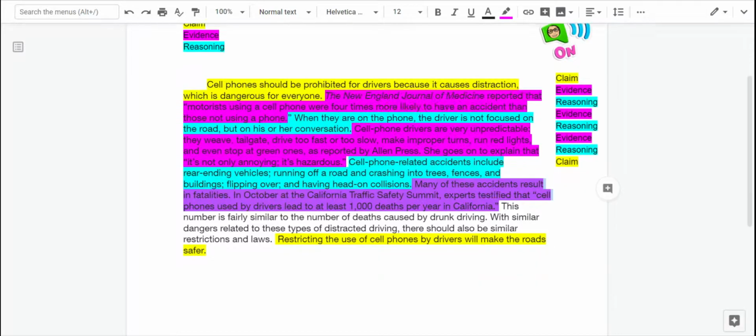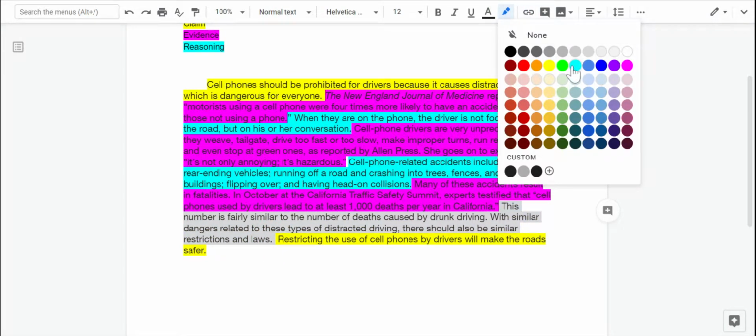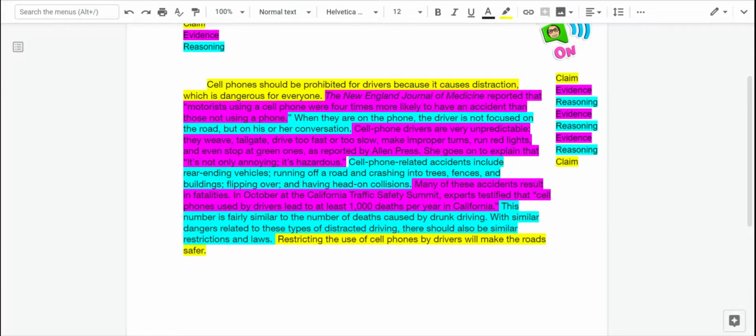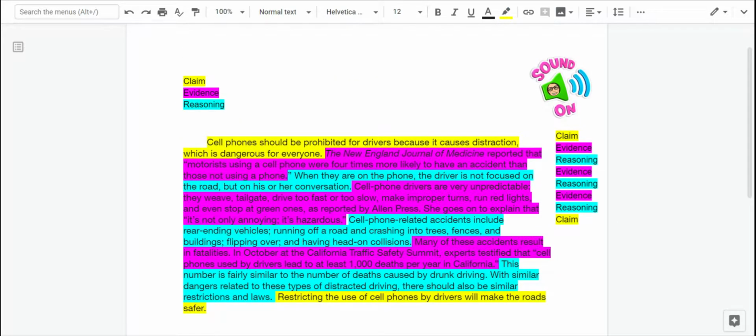And following my evidence, I should be explaining it. This number is fairly similar to the number of deaths caused by drunk driving, which has similar dangers related to these, right? There should be similar restrictions and laws. So I'm going to highlight that. Okay. And there we have one paragraph broken down.